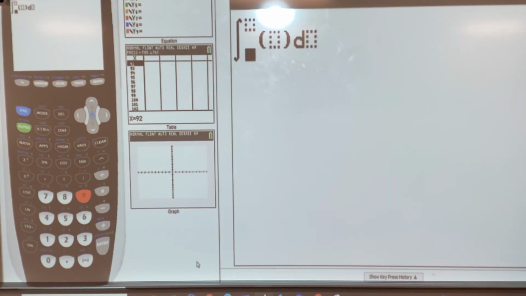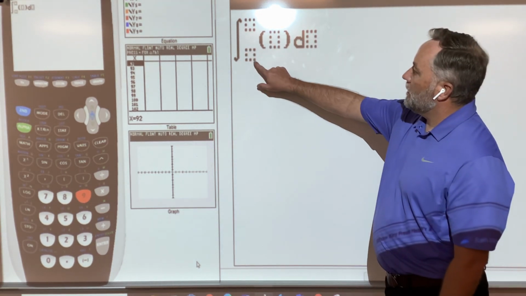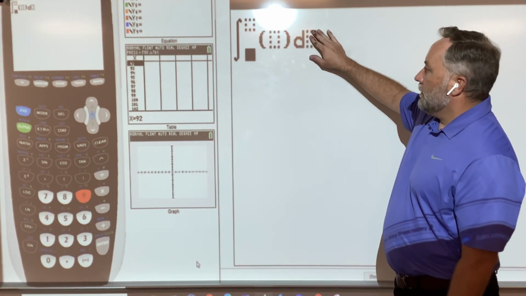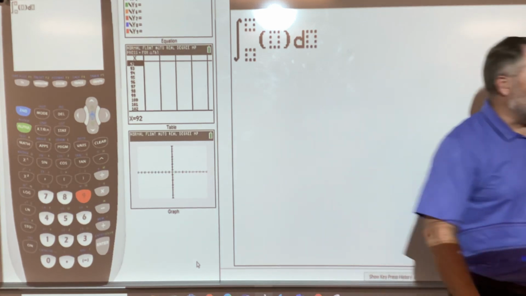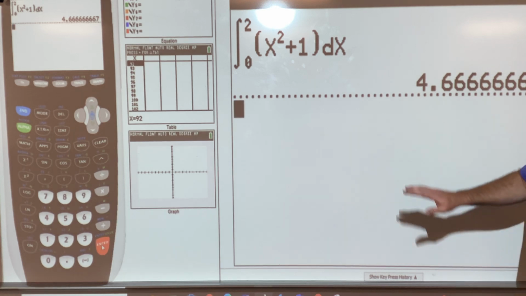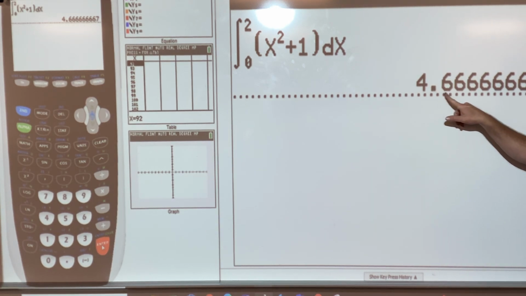All right, and as you see, it sets us up an integral, and what we need to put in is the lower bound, the upper bound, the function, and the variable of integration. And for your calculator, you're just always going to use x, okay? So 0 here, 2 here, from the question they gave us. Remember, the function was x squared, and then plus 1. And then you just want to put the variable of x right there, okay? And when you do, you can hit enter, and it gives you that value of 4 2/3.